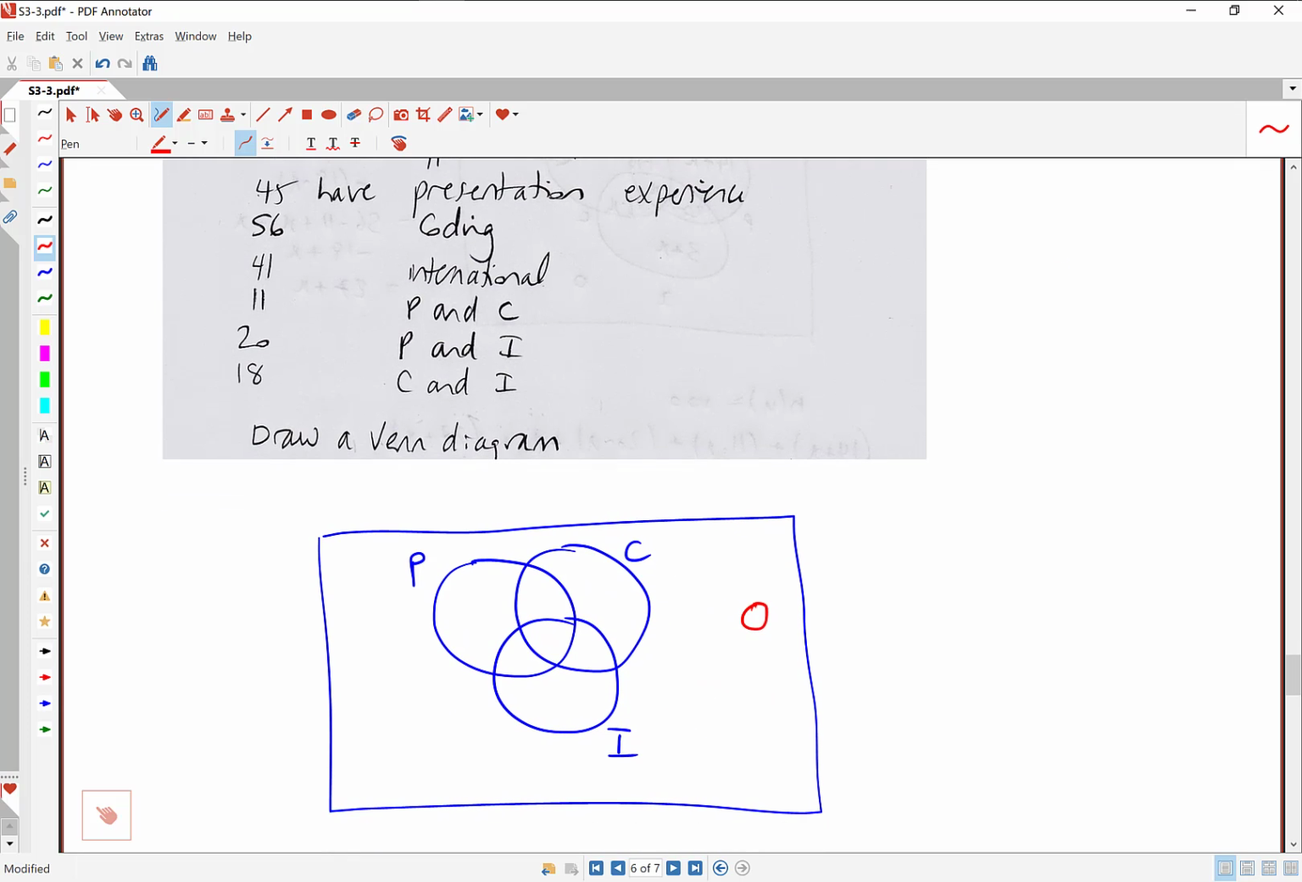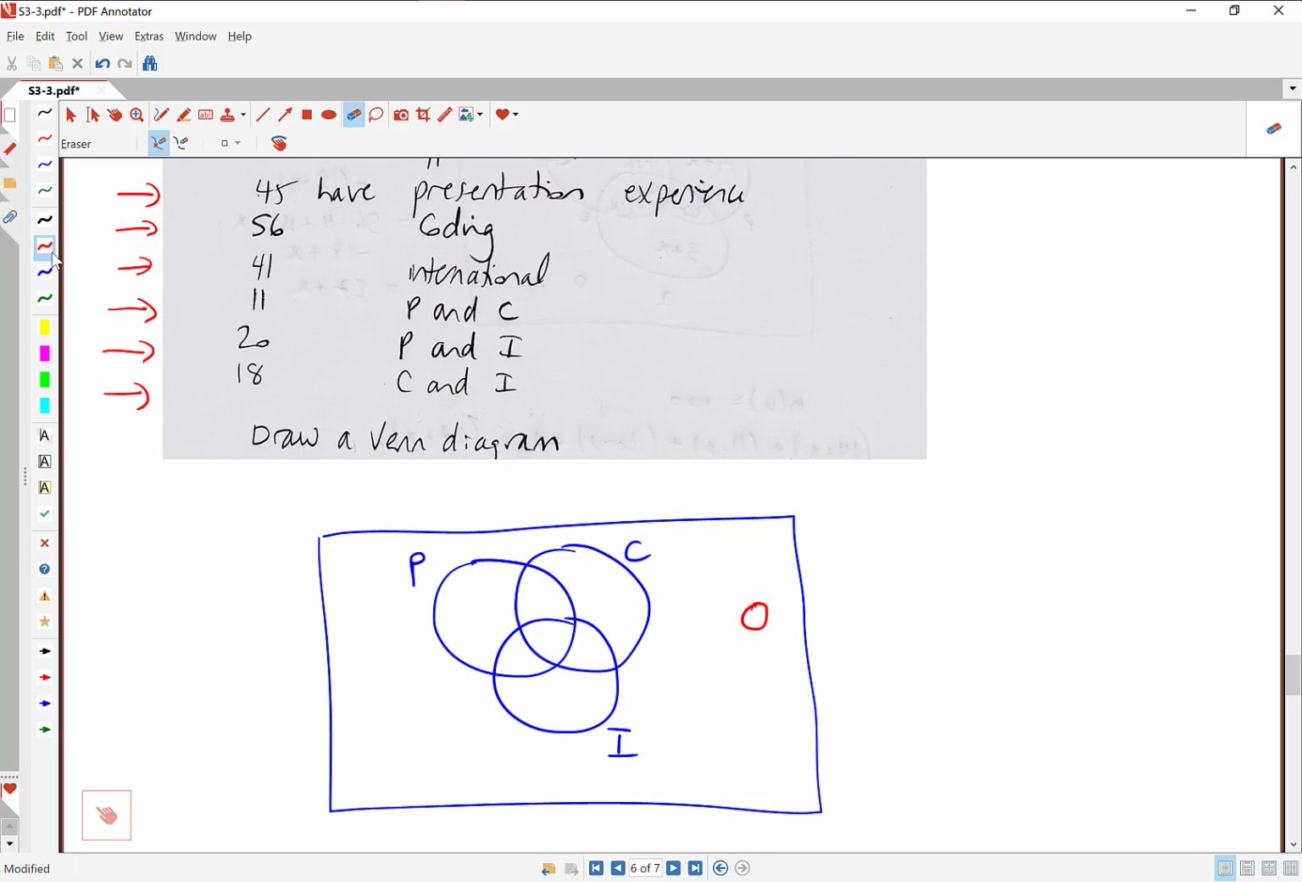Now we've got information about presentation experience. Okay, so that's how many people are inside the circle for P. That doesn't help us right away. Similarly, coding, international, those don't represent basic regions. And something like presentation and coding falls into 2 circles. So that covers 2 basic regions. Again, that doesn't help us directly yet. Neither does this, neither does that. So going through all of our information, it seems like we're stuck because we don't have a number right now that represents a basic region.